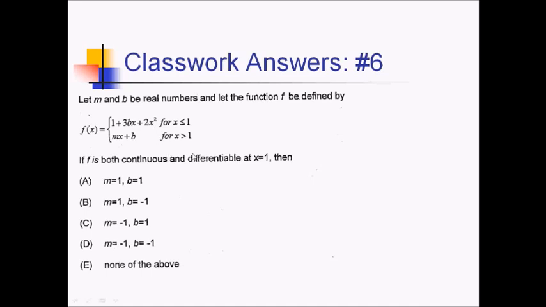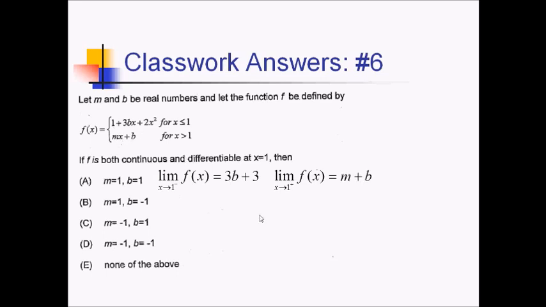So I'm going to pretend I've got a continuous function that I'm proving here. Let me start by doing my left side limit as x approaches 1 from the left of f of x. That's going to be plugging 1 into this first rule. That's going to be 1 plus 3b plus 2, so basically 3 plus 3b. And then let me check my right side limit as x approaches 1. That's using this bottom rule here. So that's just going to be m plus b, because I have m times 1 plus b.